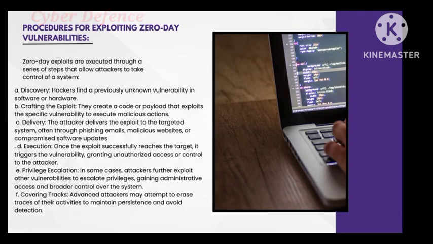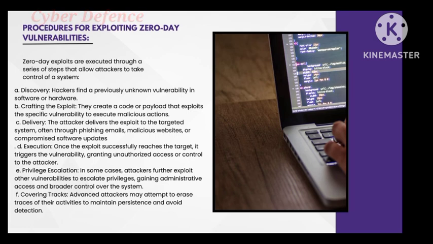Procedures for exploiting zero-day vulnerabilities. Zero-day exploits are executed through a series of steps that allow attackers to take control of a system. A. Discovery: hackers find a previously unknown vulnerability in software or hardware. B. Crafting the exploit: they create a code or payload that exploits the specific vulnerability to execute malicious actions. C. Delivery: the attacker delivers the exploit to the targeted system, often through phishing emails, malicious websites, or compromised software updates.